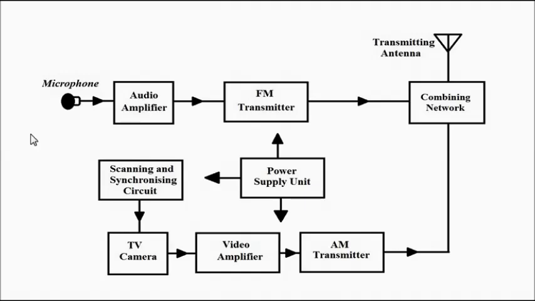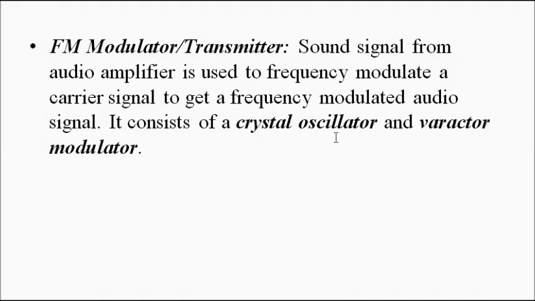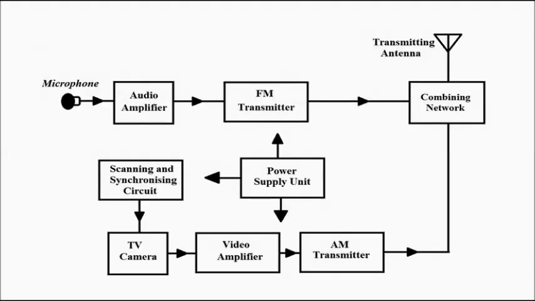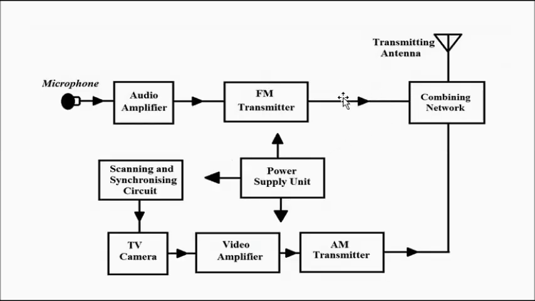The amplified audio signal acts as the message signal. The FM transmitter takes the amplified audio signal, which acts as the message or modulating signal, and it also consists of a crystal oscillator and a varactor modulator. The crystal oscillator generates the required high frequency carrier signal, and its frequency is altered with respect to the amplified audio signal using the varactor modulator, the variable capacitor modulator. So this gives us the frequency modulated sound or audio signal. In the starting, we discussed that the audio or sound is frequency modulated and the video image is amplitude modulated. So now we have the two modulated signals, the frequency modulated sound and the amplitude modulated video.